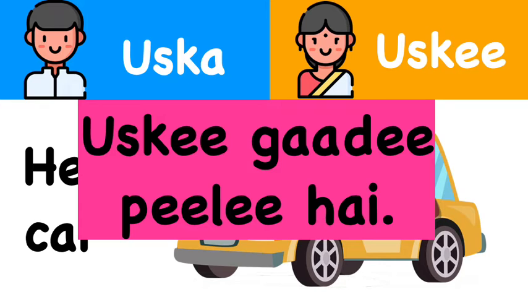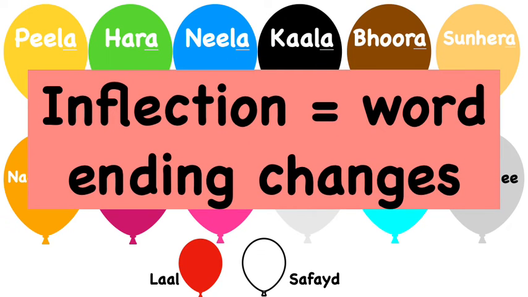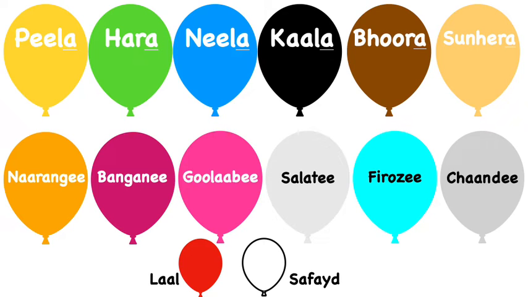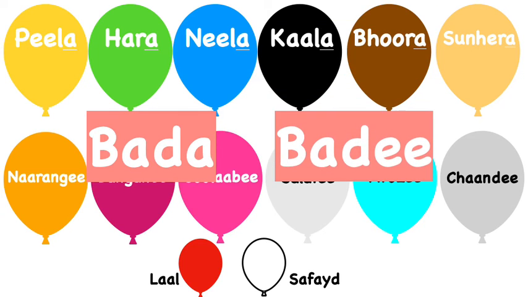Now, why did pila change to pili? Well, for the same reason, for matching the pull and stree nouns. Let's review inflection of colors. Let's make sure that you remember what inflection means. Inflection means the word ending changes. For example, we have the word bada, means big, and it can change to badi. In Hindi, adjectives that end with an a sound can change.